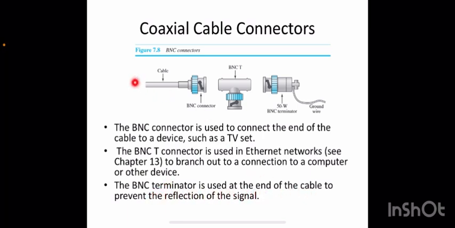At the other end of the cable we can have this BNC terminator, which is mainly used for preventing reflection of the signal if we keep the cable open. So just to close the end of the cable we are using this BNC terminator.